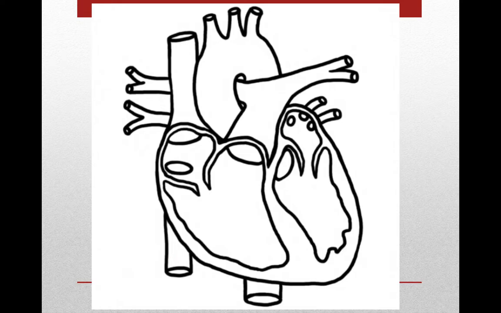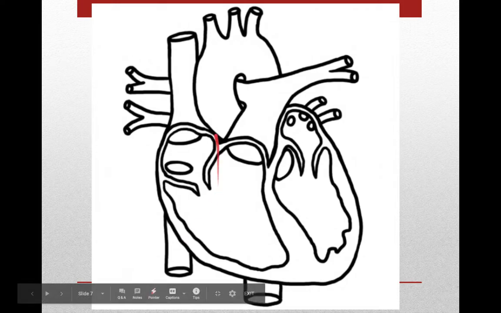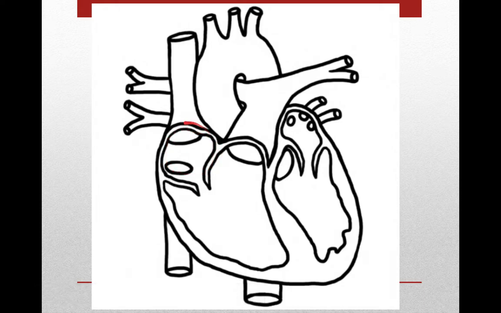Next, I would like you to point to the right atrium. That is right here. The way I remember atrium and ventricle is it's alphabetical. Atrium is above the ventricle and A comes before V in the alphabet.